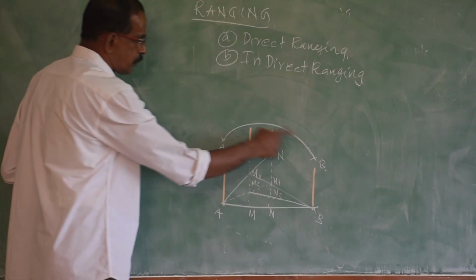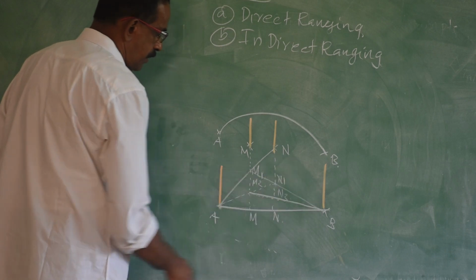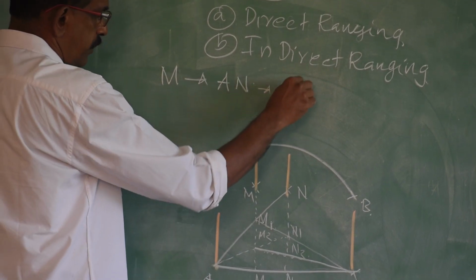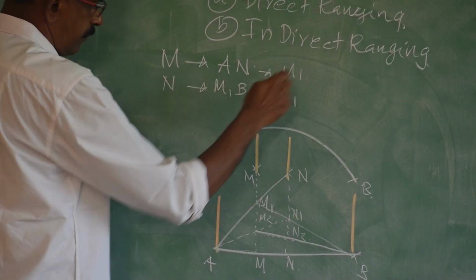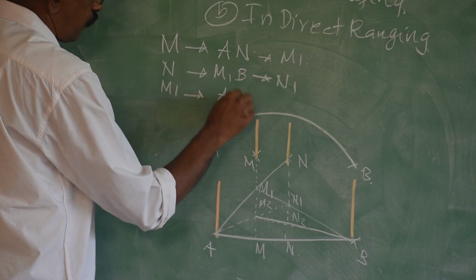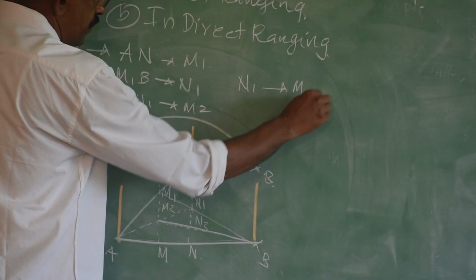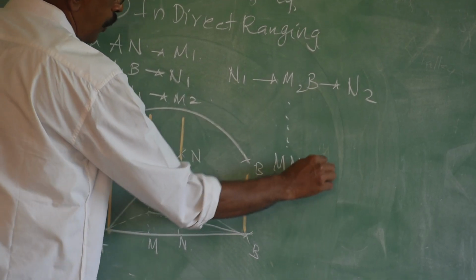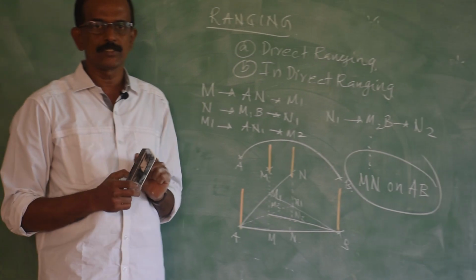Similarly, this also you can transfer with the help of the newly transferred point. So, I repeat. If the points are not visible to each other, select 2 points on the side of the hill and keep ranging rods at A, M, N and B. Now, ask the person at M to come to the line AN. That point is M1. Now, ask the person at N to come to the line M1B. That point is N1. Now, ask the person at M1 to come to the line AN1. Let it be M2. Now, ask the person at N1 to come to the line M2B. Let it be N2. Continue, and you will get M and N on AB. This procedure is called indirect ranging.